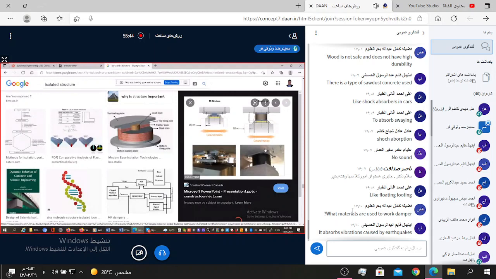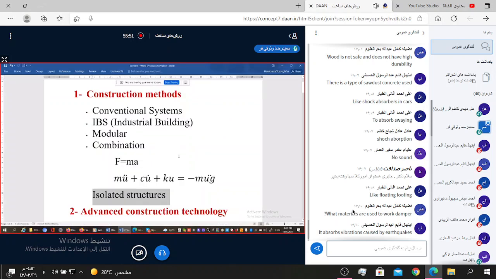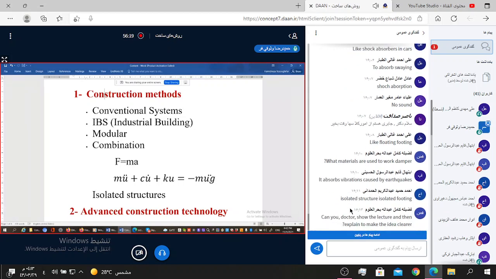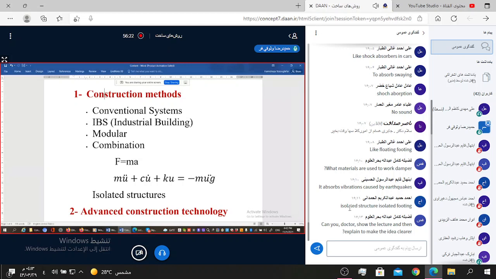So we can use the isolated structure as a special construction method, because the construction method of isolated structure is very different from the conventional system. Conventional system, as you know, as one of my friends in this class explained to me, most structures in Iraq are concrete and steel structures. But the isolated structure can be used with a new view of the construction method, because the construction method of this structure is very different from the other structures.